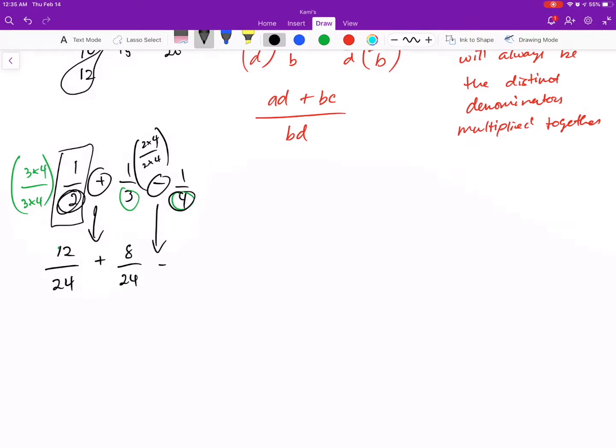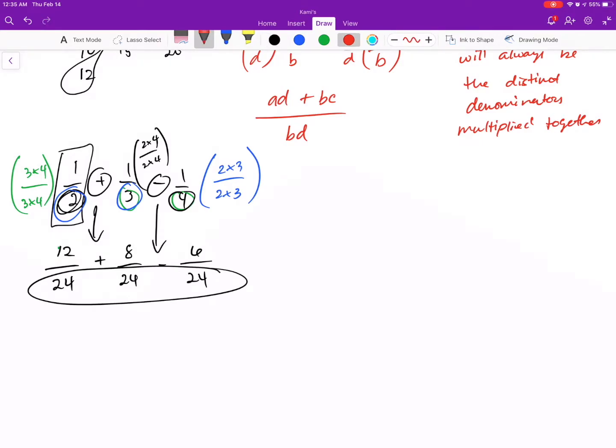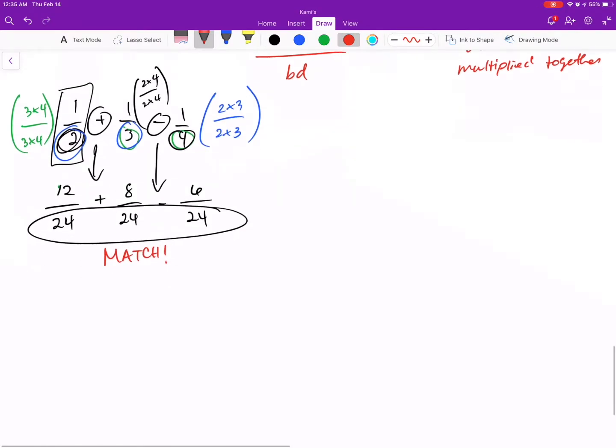Let's see, 1/4 is missing what? A 3 and a 2. So we're going to multiply this side by 2 times 3 over 2 times 3. And that's going to be 6, right? And 6 times 1 is just 6, and 6 times 4 is 24. Do we have matching denominators? We have a match. Yes.